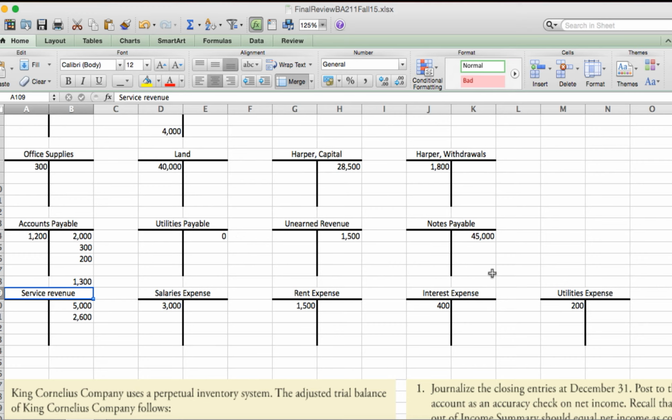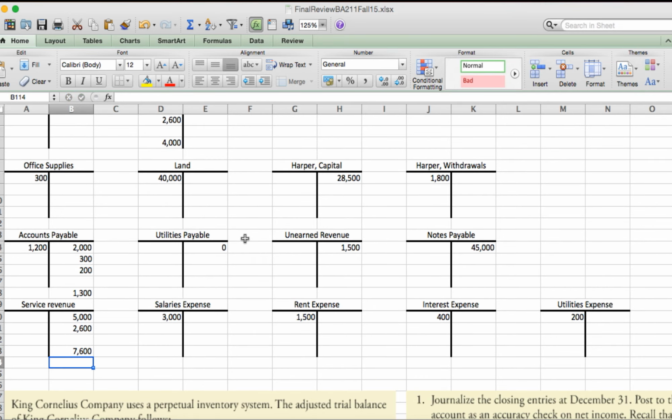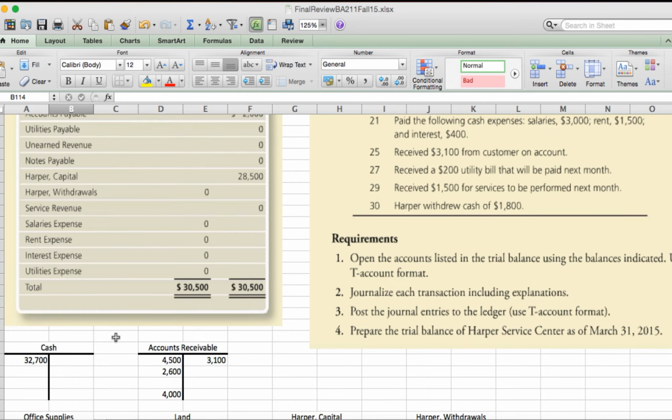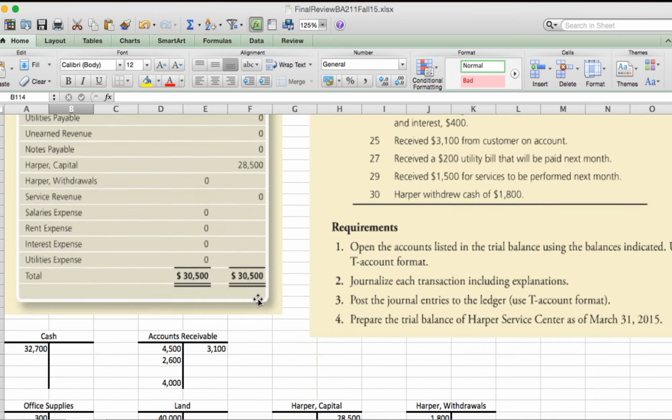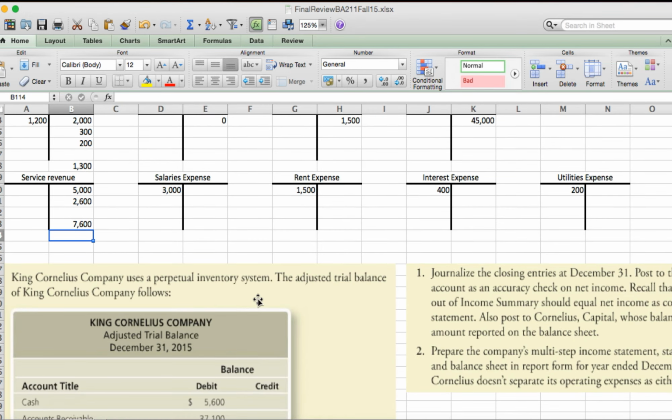Unearned revenue, all of that stays the same. Service revenue, just add those two together. And once you have the balance for each one of those, you would just take that balance and go back in with a blank one of these and put the new balances into all of these accounts. At the end of the day, the debits and the credits will still equal each other, though they will not necessarily equal this number. They will definitely equal each other. Okay, so then you will have an adjusted trial balance.